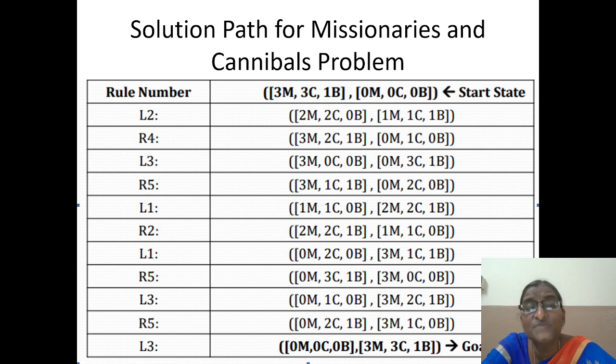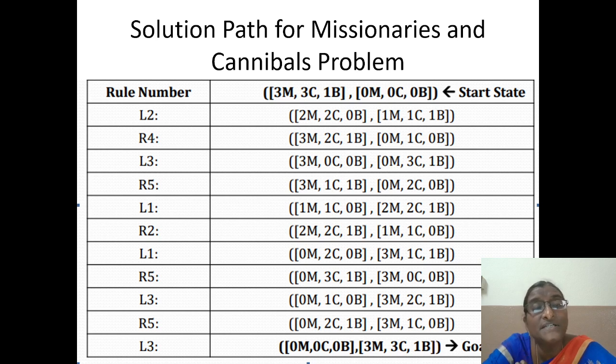Two missionaries will be moved from the left bank to the right bank. The boat cannot go empty, so we just transfer them. That is, 2 missionaries are moving from the left bank to the right bank, so 0M becomes 2M. And next the R2 rule is applied, that is from the right bank to the left bank.